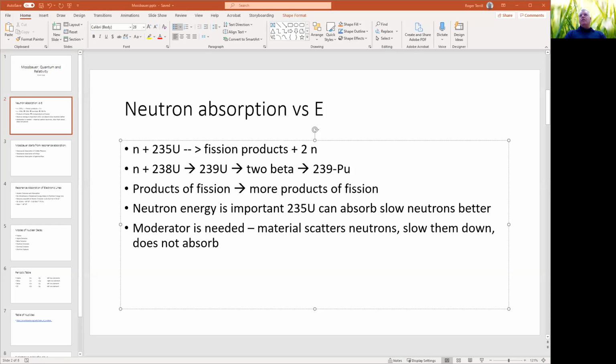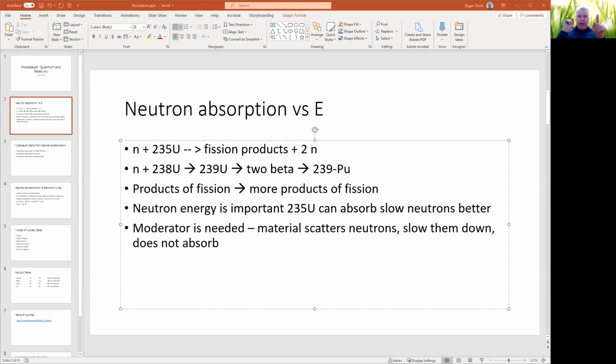So a moderator scatters the neutrons and slows them down, but does not absorb them. So I want somebody to tell me what type of nucleus can scatter a neutron and take away energy. I'll boil this down to the difference between a hydrogen nucleus, a proton, and a U-238 nucleus, which weighs 238. One weighs 1 AMU, right? Now a neutron weighs 1 AMU, right?